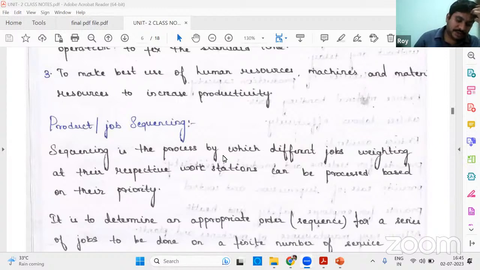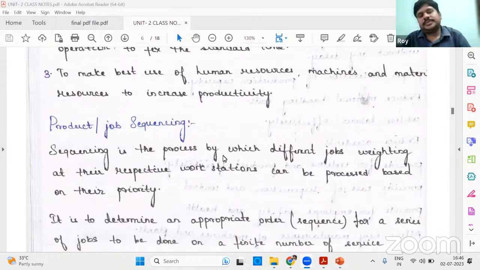Right, till now we have seen different things in the job shop. And in that job shop, we have seen that when it is a standardized product, they will use a line layout. What is another word for line layout? Product layout. Right? In that, jobs will be arranged in a sequencing order. Now, product sequencing under project management, this is a very important thing. What is job sequencing? It is the process by which different jobs waiting at their respective workstations can be processed based on their priority.